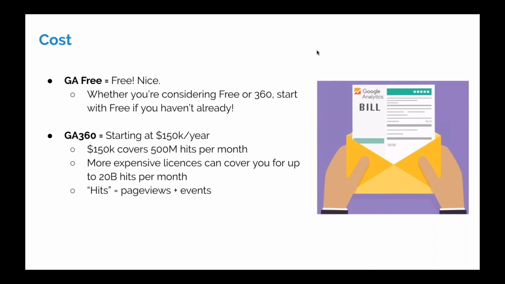Maybe you can look at October 1st through October 31st and look at the total number of event hits and total number of page views. That'll give you an idea of what your hits are per month. If you're under 500 million, then your license would be 150K per year.